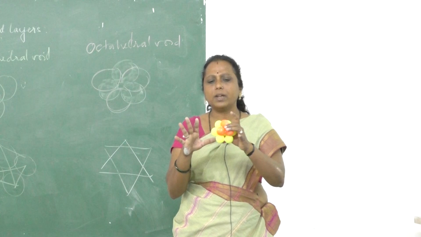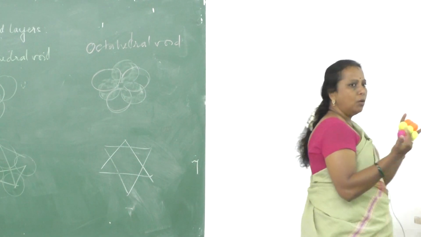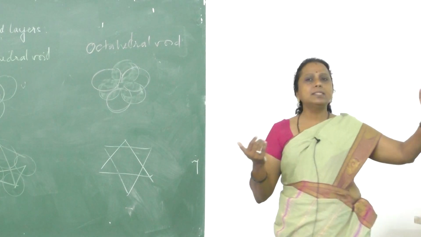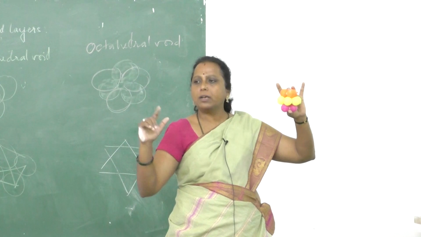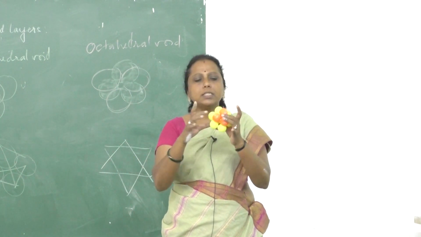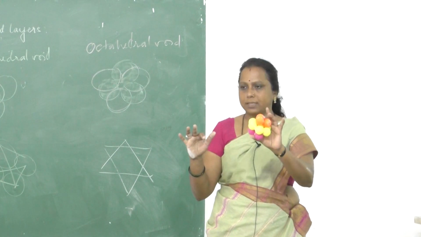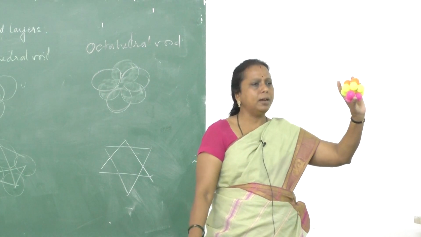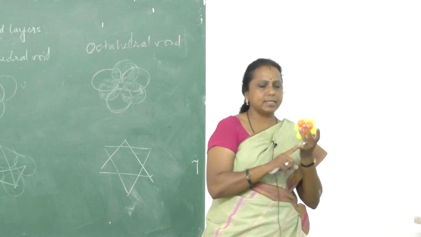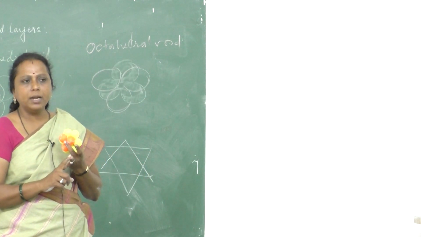That is the only difference, resulting in what kind of pattern? What kind of pattern? ABC pattern, resulting in CCP, cubic close packing. This cubic close packing is also called as FCC lattice. What is the coordination number? 12 only. Whether it is HCP or CCP, coordination number is 12.